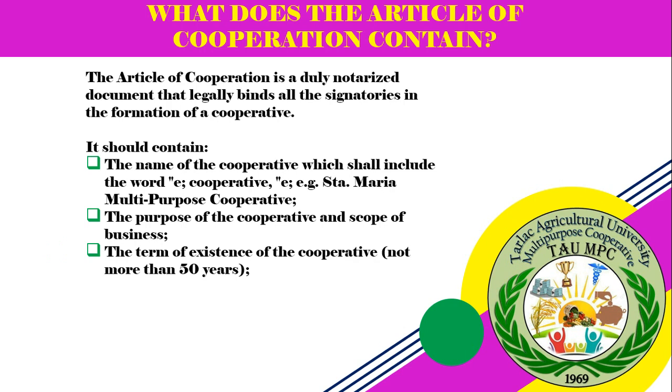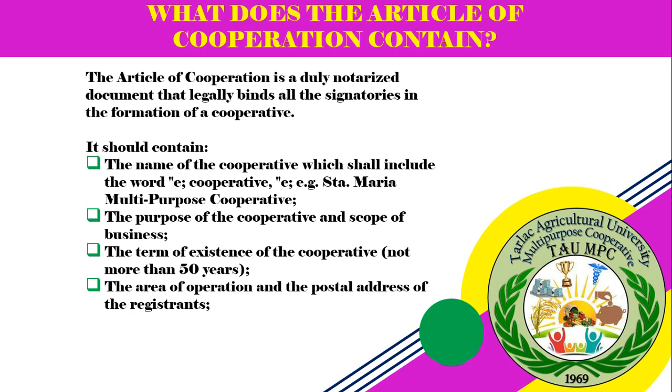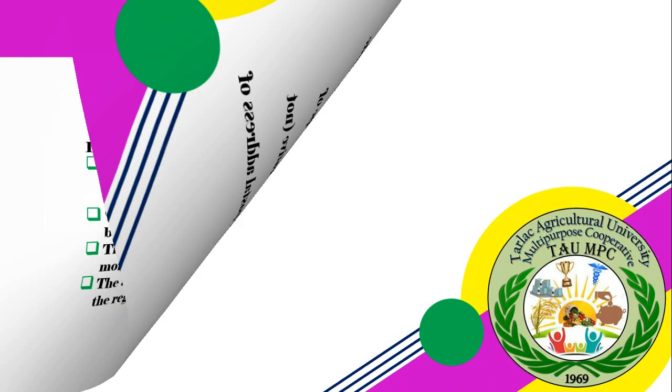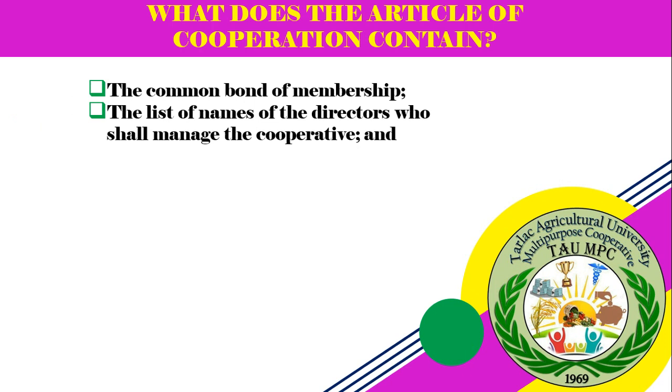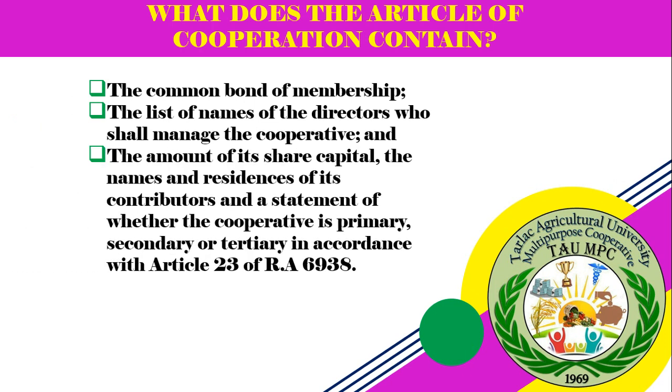The term of existence of the cooperative, not more than 50 years. The area of operation and the postal address of the registrants. The common bond of membership. The list of names of the directors who shall manage the cooperative. The amount of its share capital, the names and residence of its contributors, and a statement of whether the cooperative is primary, secondary, or tertiary, in accordance with Article 23 of RA 6938.